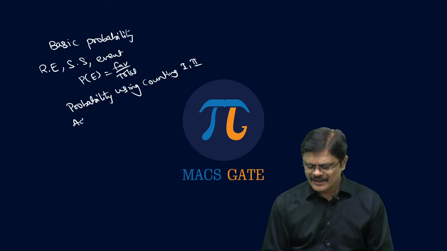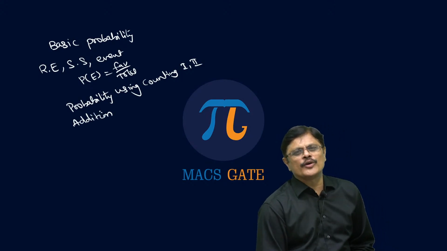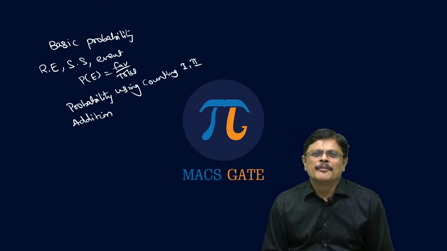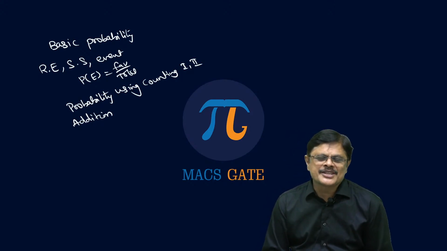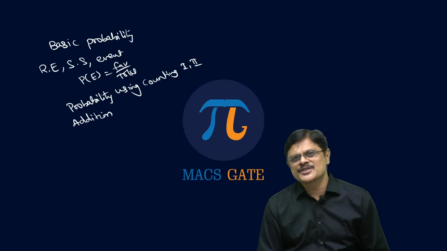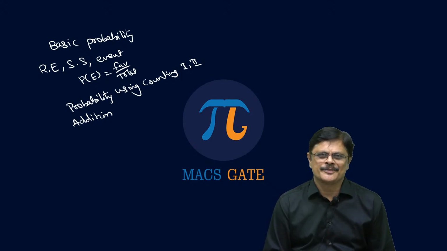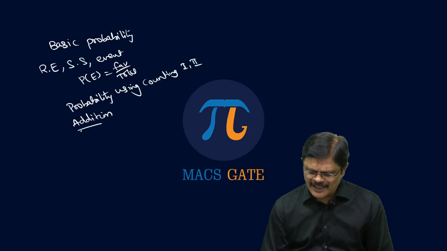Then today we did the addition theorem, my dear friends. Under probability using counting techniques, we tried to understand permutations without repetitions, combinations without repetitions, permutations with repetitions, permutations with constrained repetitions, and combinations with repetition formulae also. Am I clear? And we also completed the addition theorem.